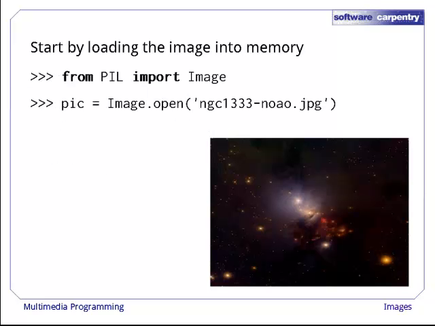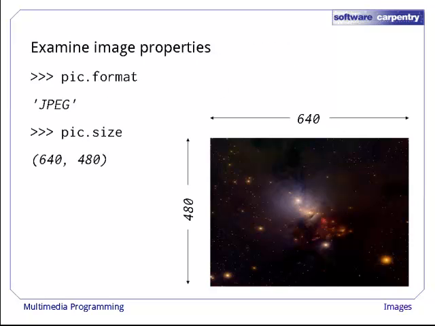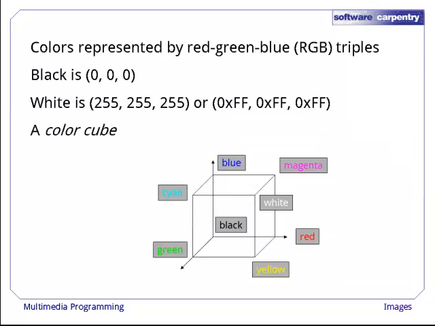Let's start by loading an image from a file into memory. We import the image module from PIL, then create an in-memory copy of the image data using image.open. This function's single argument is the path to the image file we want to load. We can now look at the image's properties. Its format is JPEG, which is probably still the most widely used image format around, and its size is 640 by 480 pixels.